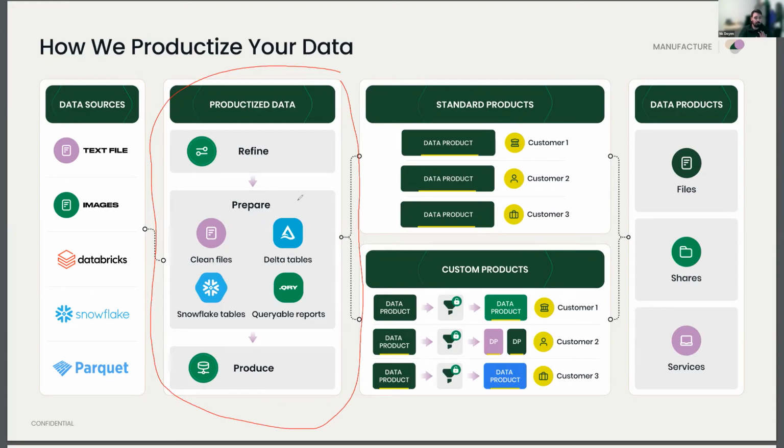The next stage is the preparation stage. So one of the things that I often tell my team and we tell our customers is that your data distribution options are highly dependent on the structure that the data sits in and the location that the data sits in. For those of you familiar with the Snowflake share, you cannot Snowflake share a PDF, for example.